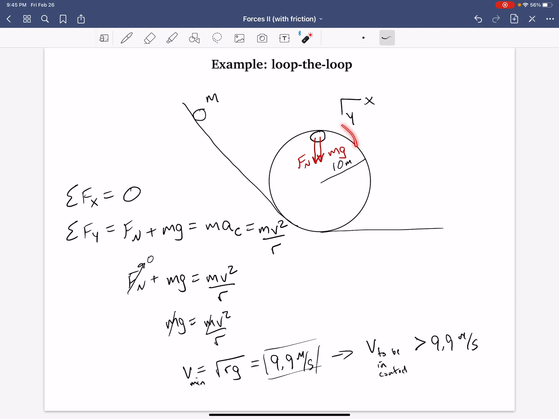Sometimes you won't have a vertical circle like this. Sometimes you may have a horizontal circle. You still do the free body diagram analysis the same way, but if it's moving in a circle, make sure to do mv squared over r in that direction.